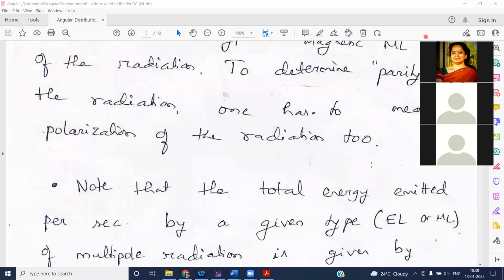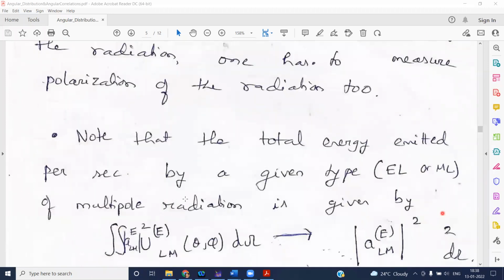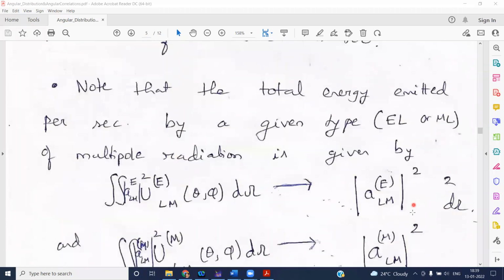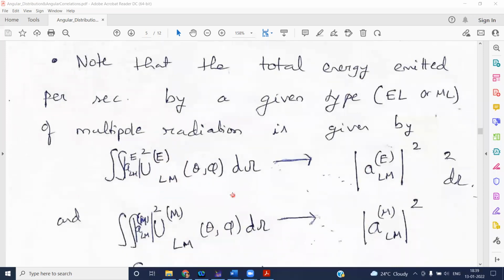Note that the total energy emitted per second by a given type, let us say electric type or magnetic type, is given by, I am repeating it now. If you take the total energy, what should you do? You have to integrate over whatever is the expression, the angular distribution, over all angles. Once you integrate, what you get is called the total energy. We know that this is equal to A_E(LM) mod squared. That is what I obtain if I integrate over all the angles.